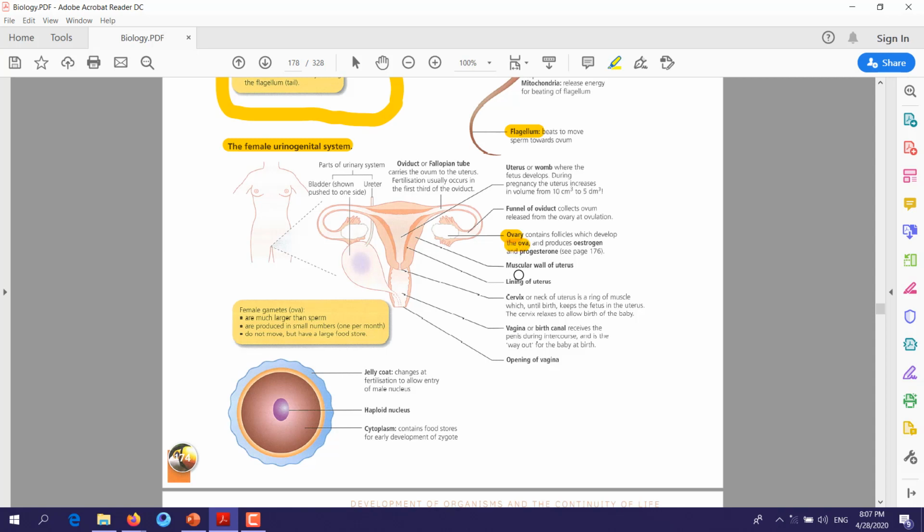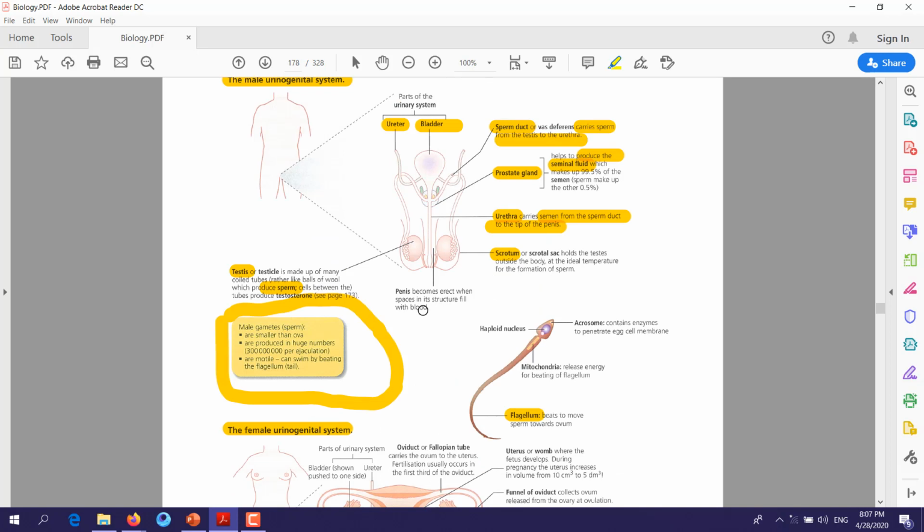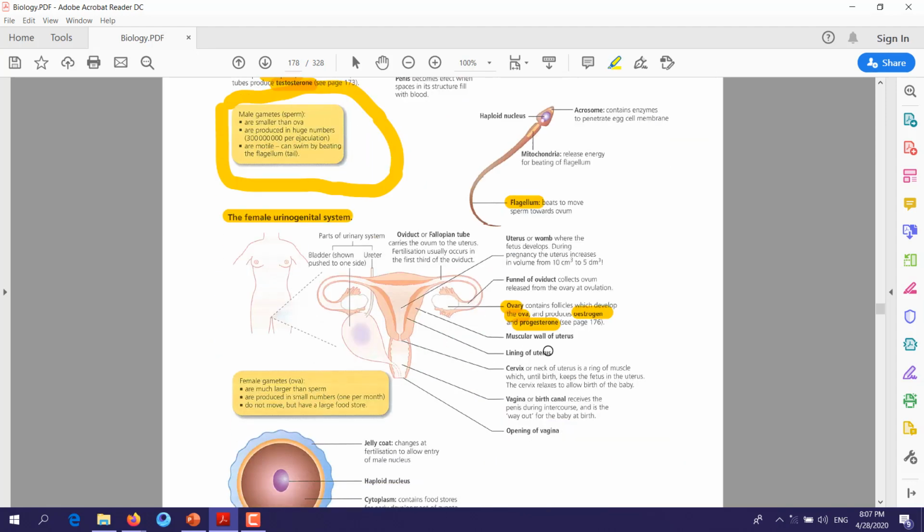In addition to the ova, it also produces some hormones. We call them estrogen and progesterone. Maybe you will have a question that says, what are the hormones that are produced by the ovary? You will say estrogen and progesterone. This is in the female. In the male, we also have a hormone. We call it testosterone. Testosterone is produced by the testis, but estrogen and progesterone are produced by the ovary.